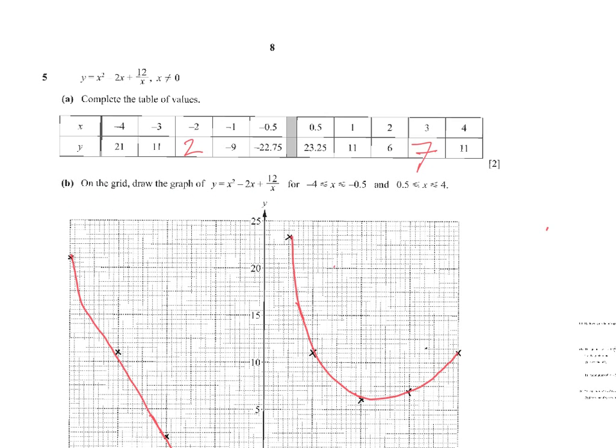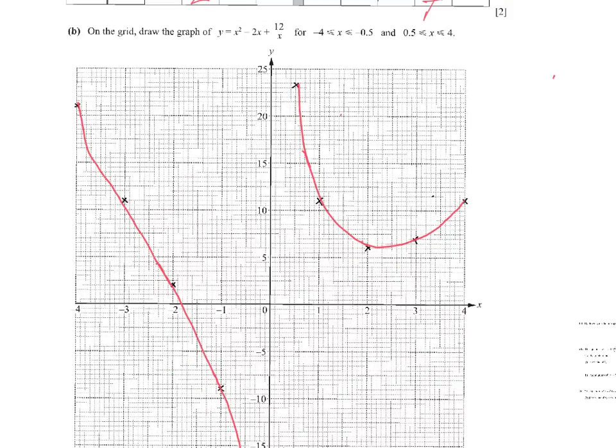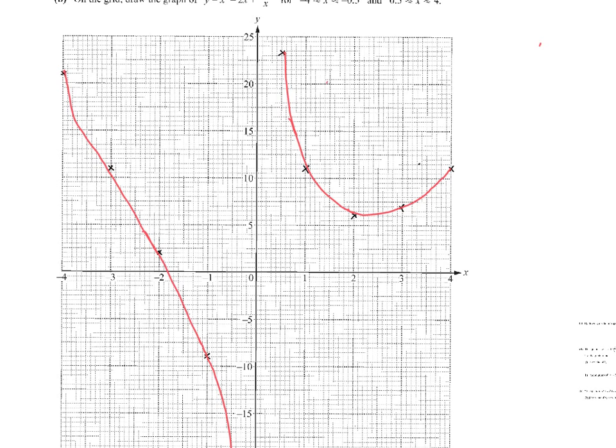On the grid, draw the graph for -4 to -0.5 and 0.5 to 4. So make sure you respect that domain. Do not continue past these points. Now, I have already done that because it usually takes a lot of time, and I don't want to bore you too much. What is important, before you start, you have to carefully look at the scale. That's always how you have to start.